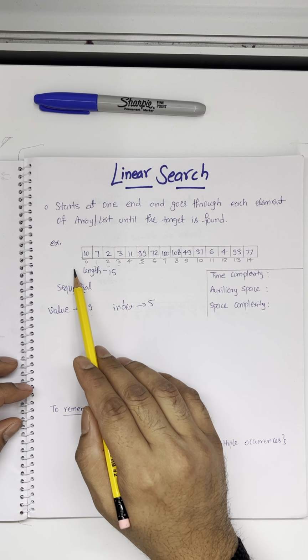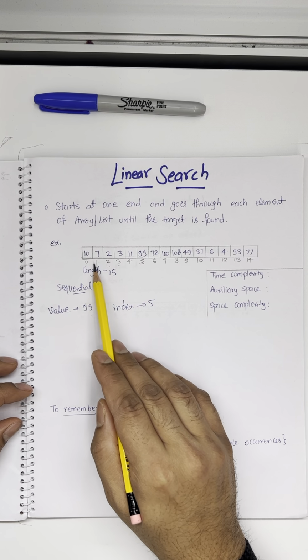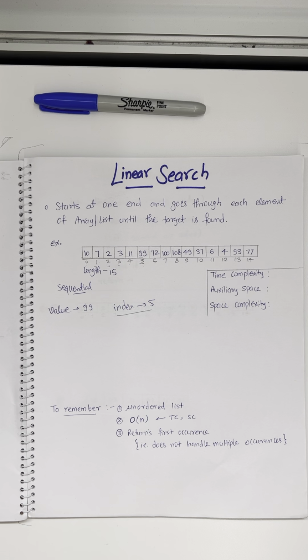That way it will keep moving from 0 to 1 to 2, 3, 4 and 5. When it reaches 5, the values 99 and 99 match. So it will return the index 5. So basically, we are traversing the list from one end to the other end and comparing all the values that we have in the array.